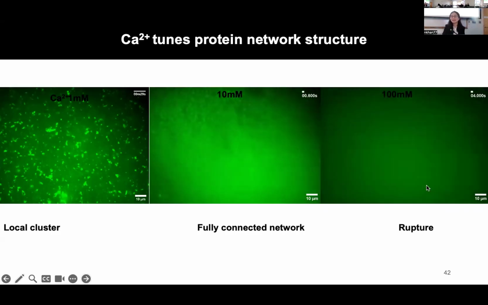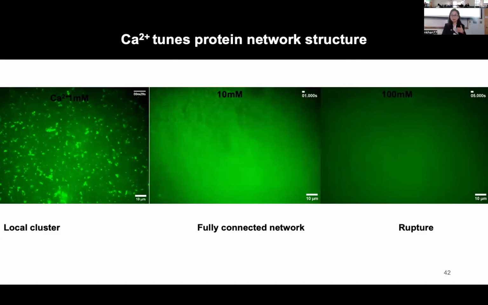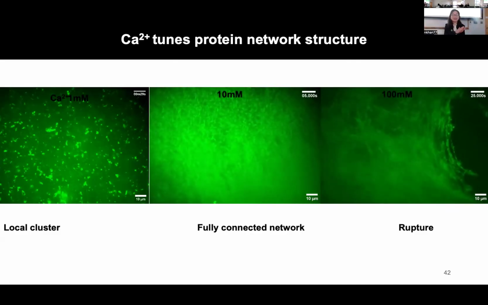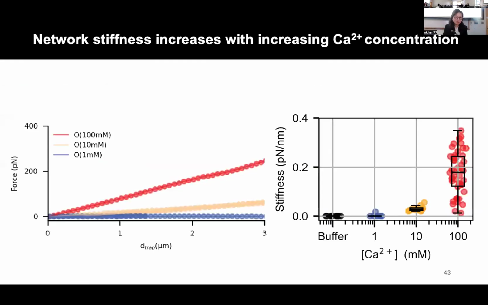Then I'm thinking, okay, since the calcium changed the protein network structure, the mesostructure, it will definitely influence the mechanical properties of these different materials. So what I did is test the stiffness of the system with different calcium concentrations.